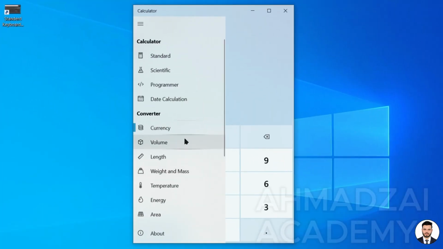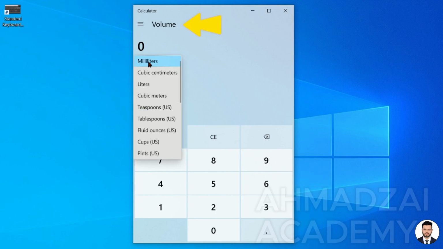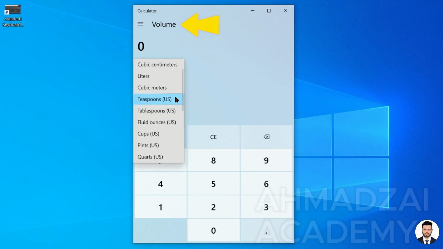The other features work, and in that section we can convert some things. For example, milliliter, cubic liter, liter, teaspoon, tablespoon, dessert spoon, cup, fluid cup. We can convert different things. Of course, for example, if we tell it that we want to convert liters to something else.